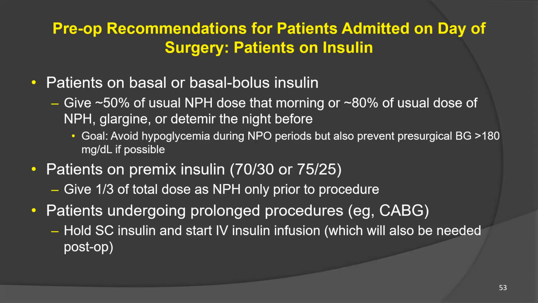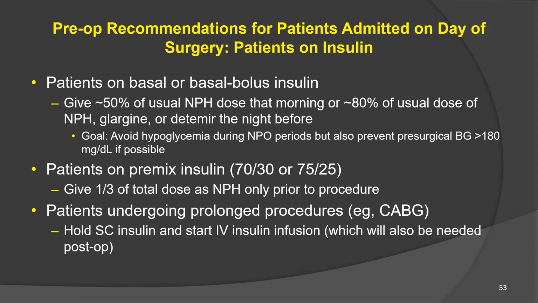So patients on a basal or basal bolus insulin regime: give 50% of the usual NPH dose that morning on the day of surgery, or 80% of the usual dose of NPH, glargine, or detemir the night before. So long acting has to be given the night before, but the intermediate acting NPH has to be given on that morning, despite the patient being NPO.